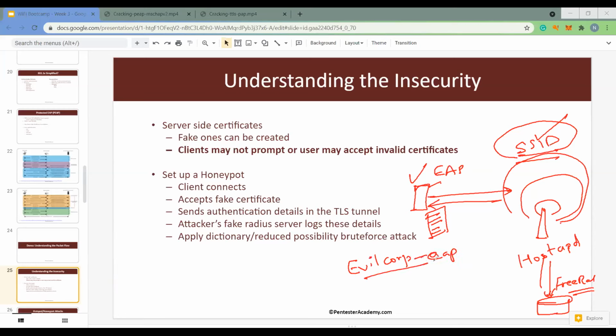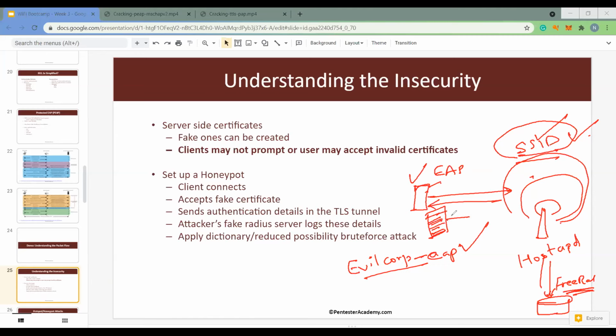So what we are going to do is create an SSID with the same name. With the same SSID, we are going to create this network. And when this guy connects to it, it will start looking for the RADIUS server. In that place, instead of having the right or legitimate AAA server, we have our FreeRADIUS that we have created, right? So this guy is going to provide a certificate here.